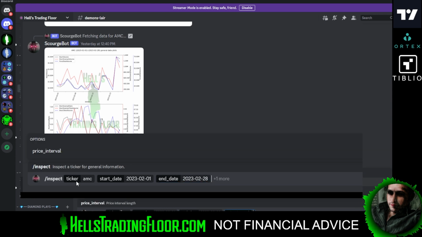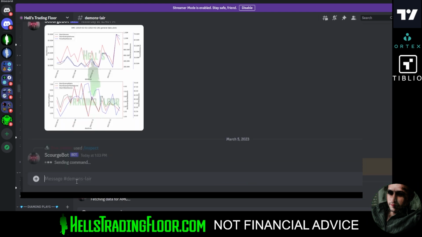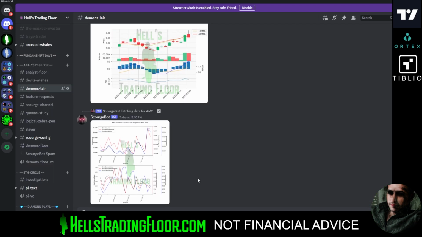You can also provide a price interval for the charts. This will spit out some different technical charts that you can analyze for yourself, and you can have it show you candlesticks of either 1 day or 1 hour. We're going to do just 1 day, which is the default. After a short while, ScourgeBot will call up the FINRA data and it will spit out the results.